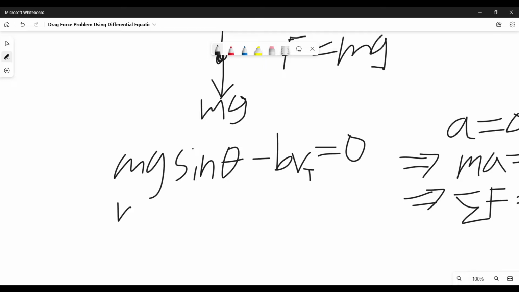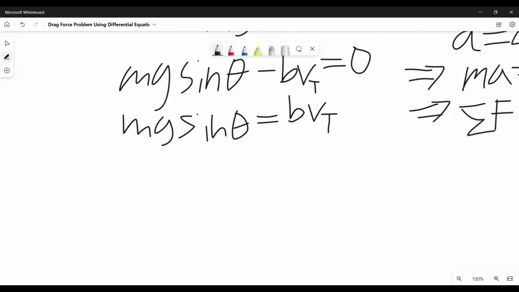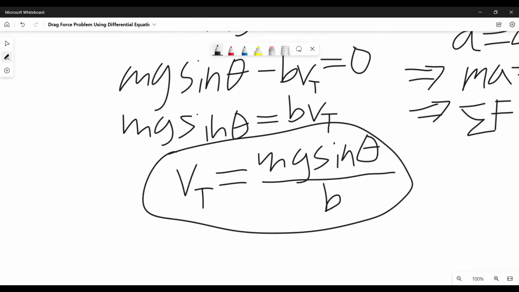Now, we need to move b v t to the right-hand side of the equation, and we know that, of course, the skier's gravitational force does in fact equal its drag force here. And of course, finally, divide b on both sides, and we have the answer for part C. So v of t equals mg sine theta over b. And boom, we are within bounds.